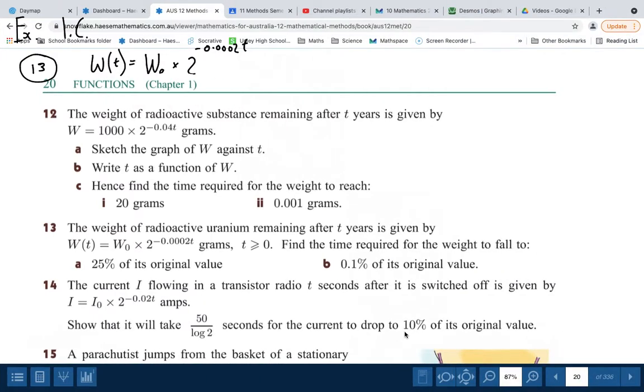Back in action. This is question 13. A little bit confusing because they don't give you actual numbers here to work with. The formula is straightforward enough. We're saying the weight at time t equals the initial weight times 2 to the power of minus 0.000 whatever.